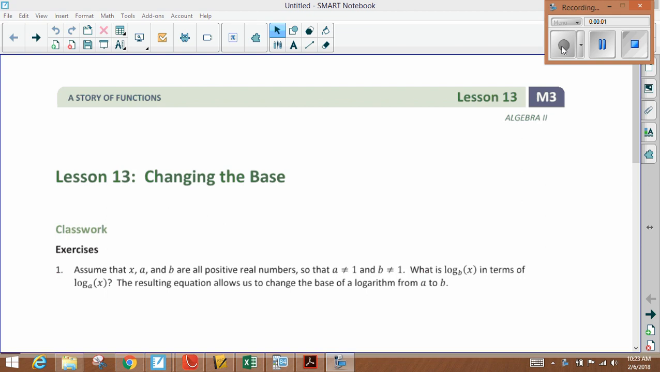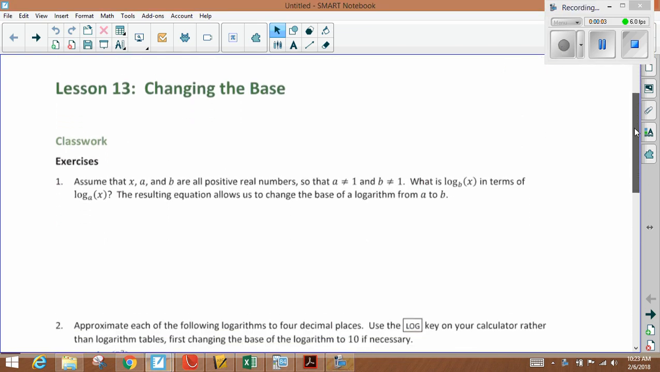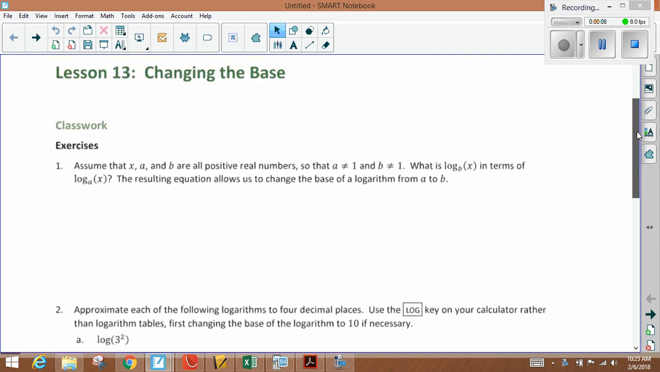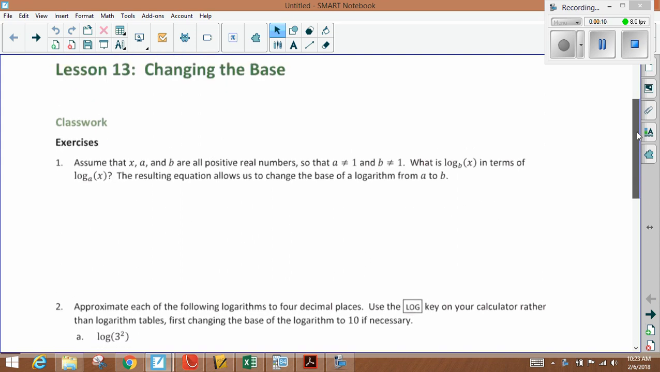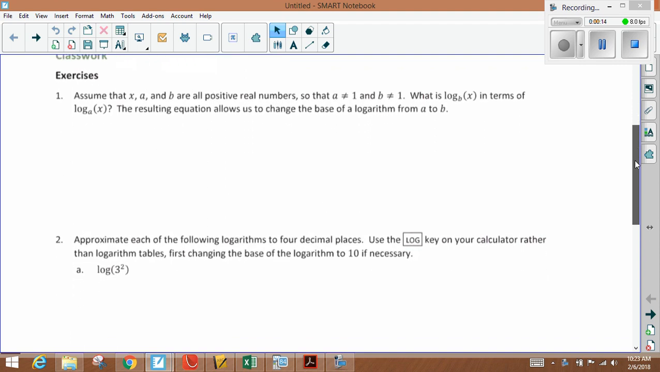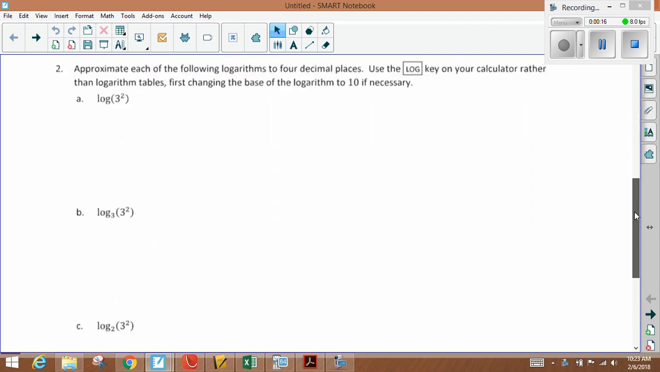I saw lesson 13, changing the base, but we're not actually going to change the base because it's not really required for what we need to do. But there is some stuff in here that is useful that we're going to look at.